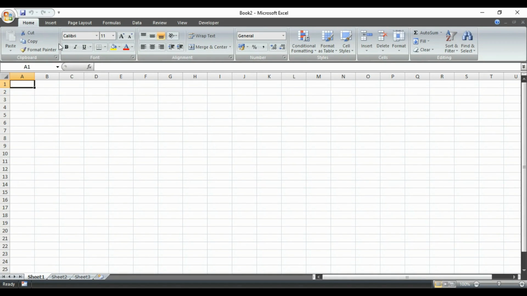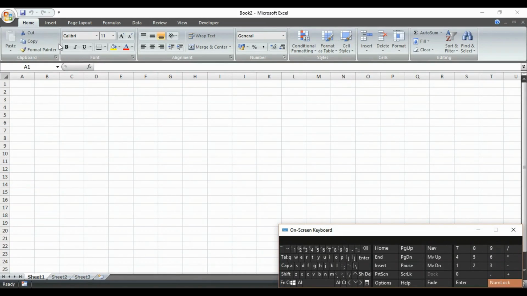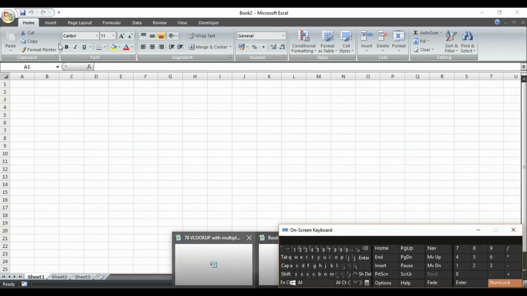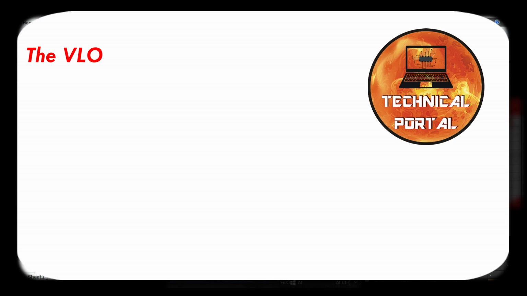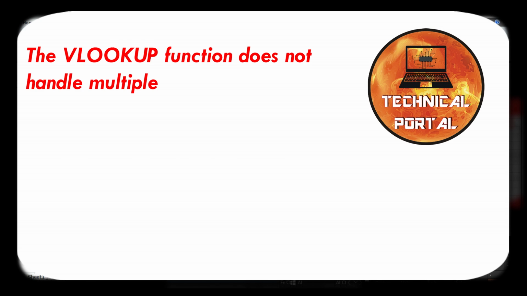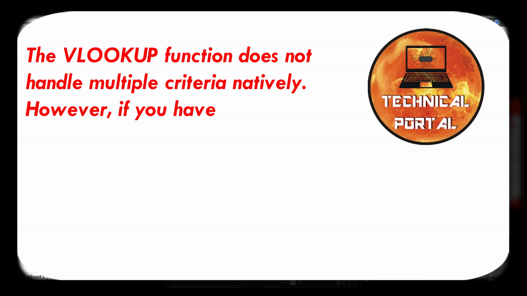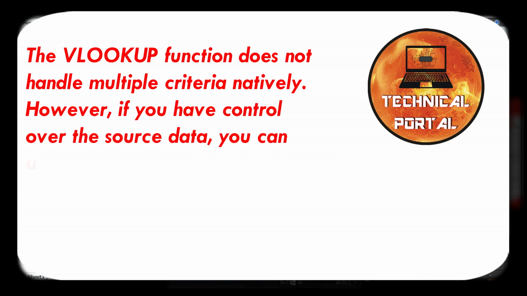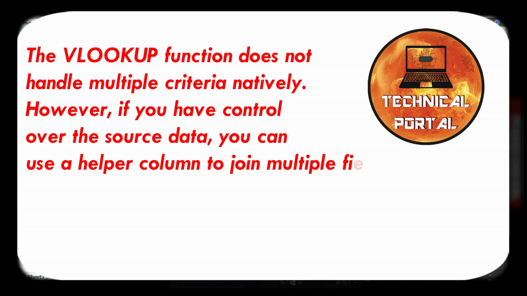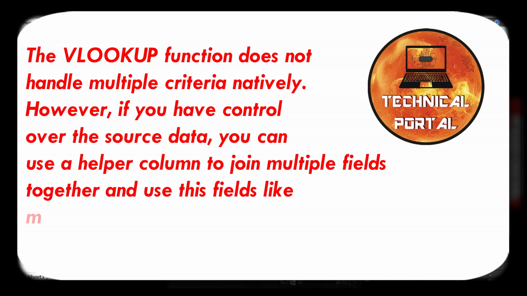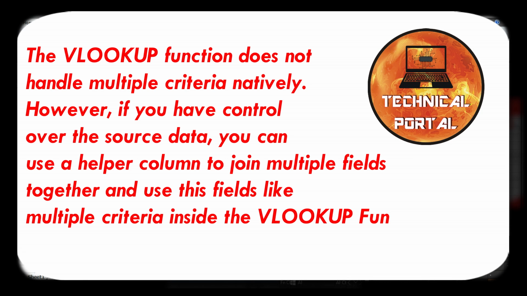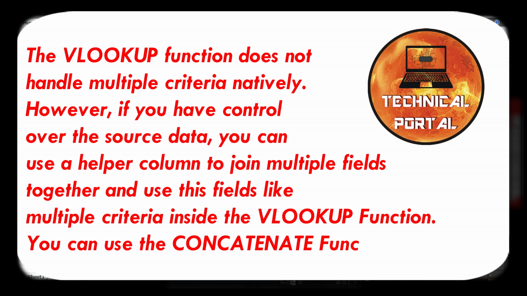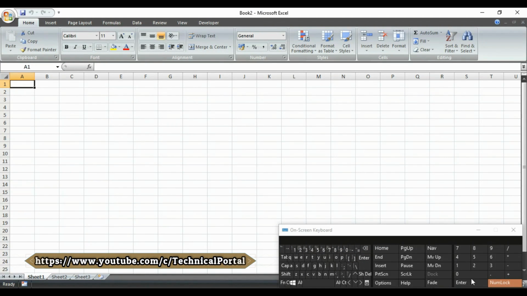Welcome back friends. For your easy reference, I am going to run the OSK software, that means the on-screen keyboard, and I have already created a file previously to save time. But at first, let me explain you something. The VLOOKUP function does not handle multiple criteria natively. However, if you have control over source data, you can use a helper column to join multiple fields together and use these fields like multiple criteria inside VLOOKUP. You can use the concatenate function to join them and use that as a helper column.